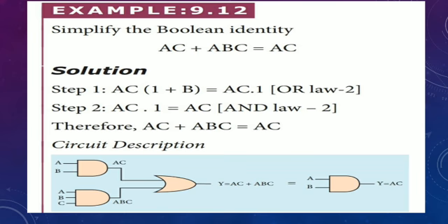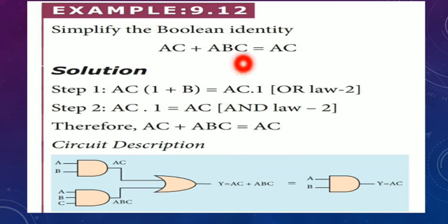First we have to simplify this one. See here A is there, here also A is there. So AC is common, so AC taken outside. What will come? 1 plus B comes. So 1 plus B is equal to 1. What is 1 plus A? 1 plus A is equal to 1. Yes, using OR law, second law, 1 plus A is equal to 1.